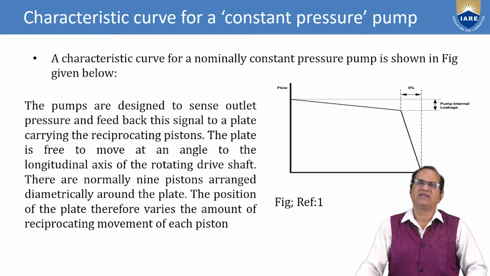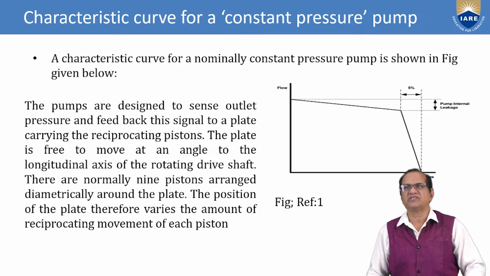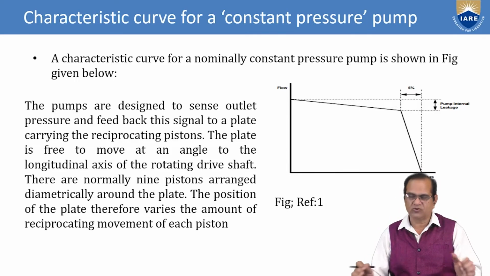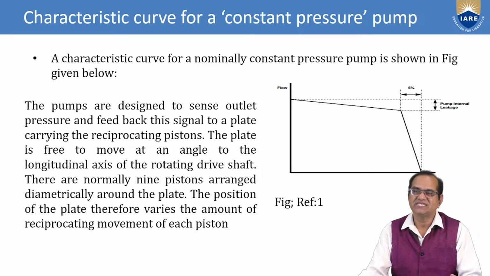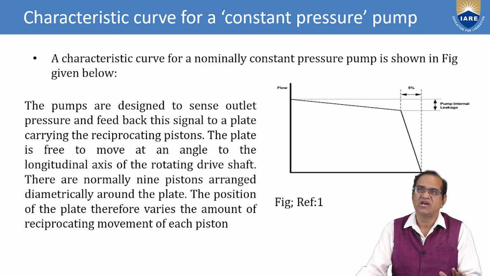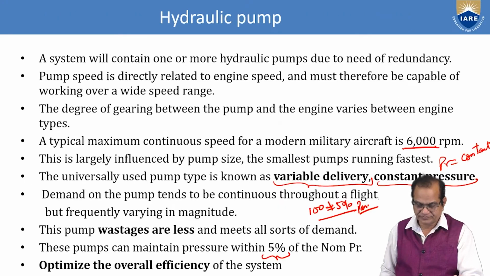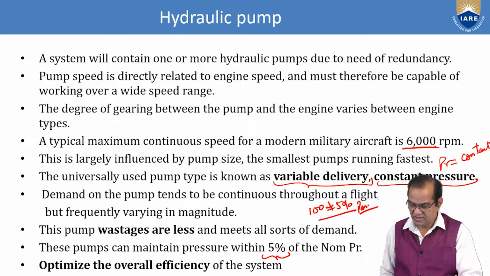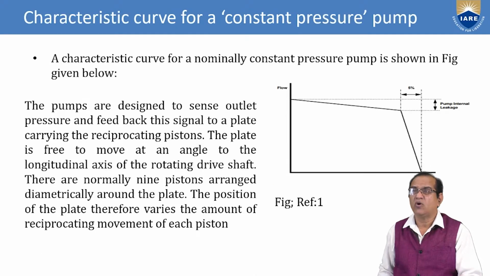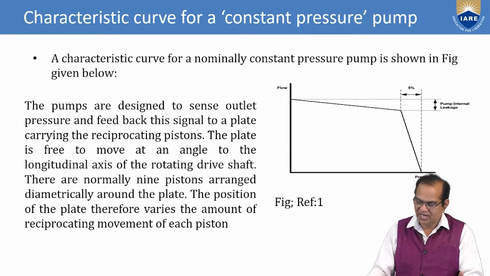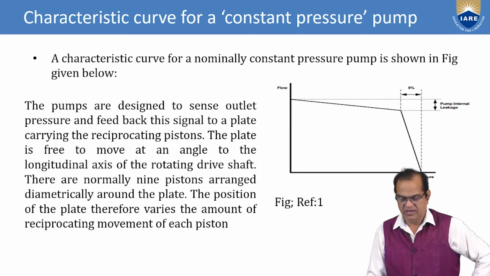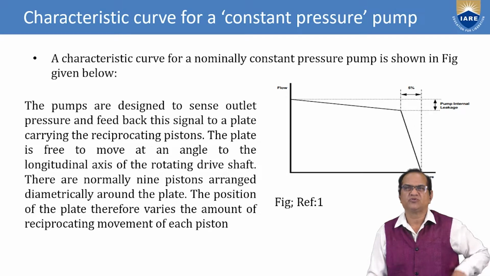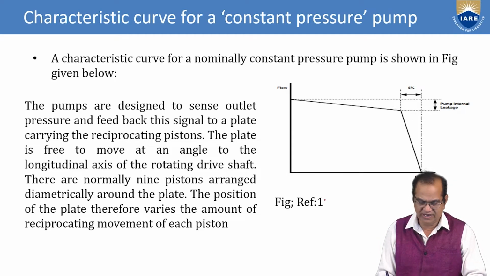Now, next is the characteristic curve for a constant pressure pump. Just now I have told that normally we make the pump in such a way that the pressure of the system is constant, but its demand and its delivery can be varied. So variable delivery and constant pressure systems normally we use. Here I have drawn a characteristic curve for a nominal constant pressure pump, as shown in the figure.